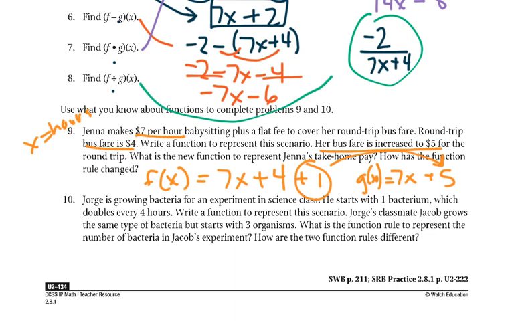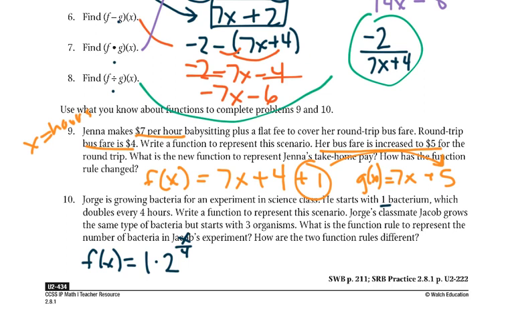Number 10. Jorge is growing bacteria for an experiment in the science class. He starts with 1 bacterium, which doubles every 4 hours. Write a function to represent this scenario. Okay, so we'd go f of x equals, he starts with 1, so this is exponential, right? And then it doubles, so times 2 every 4 hours, so 2 to the x over 4. Okay, so there's our function.